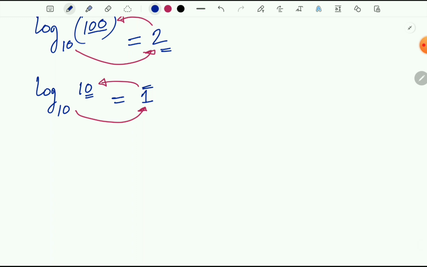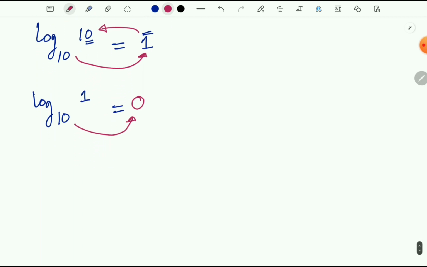What if we write another expression like log 10 of 1? In this case, it becomes 1. So what power of 10 gives us 1? The 0. 10 power 0 gives us 1, but we'll never get 0 as an argument. Therefore, log 10 of 0 is not possible, as we have discussed. So let's consider 0.1. This is a fraction. So what would be the answer?